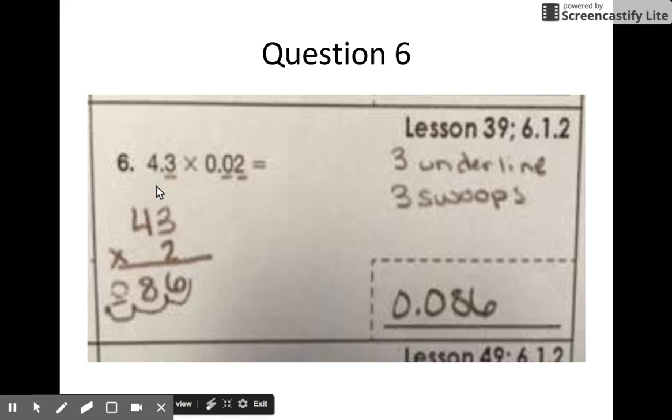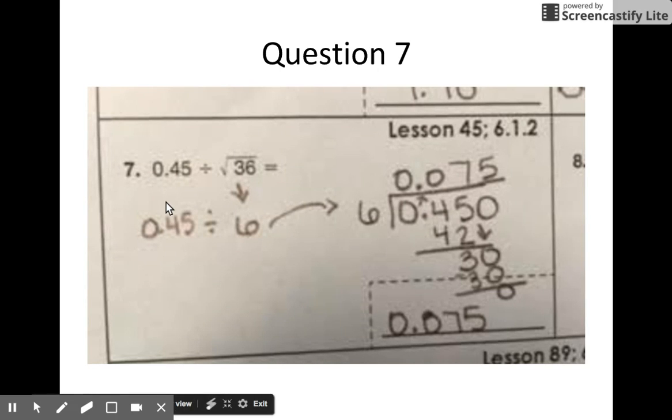Question 6. 4 3/10 times 2/100. Remember, we underline all the numbers after the decimal. So since we have 3 underlines, remember we swoop 3 times when we get our answer. Now, we forget about the decimals and take 43 times 2. We get the answer of 86. Now again, since I underlined 3 numbers after the decimal, I go to my answer and swoop 3 times, and I get the answer of 86 thousandths.